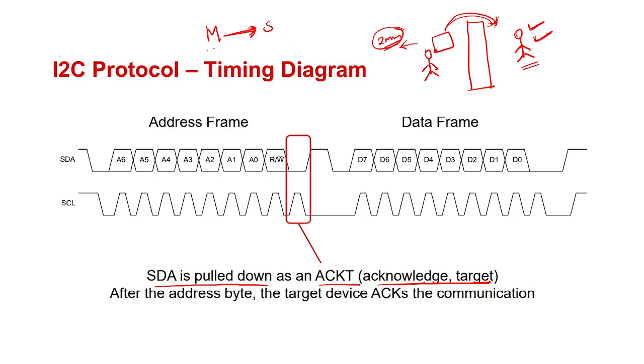The master will first send the ACKT to the slave, to check whether the slave is ready to receive the data or not. That is what ACKT is. SDA is pulled low for ACKT, acknowledgement target: after the address byte, the target device ACKs the communication. First the master will send the ACKT to the slave, whether the slave is ready or not. So that is the first acknowledgement.